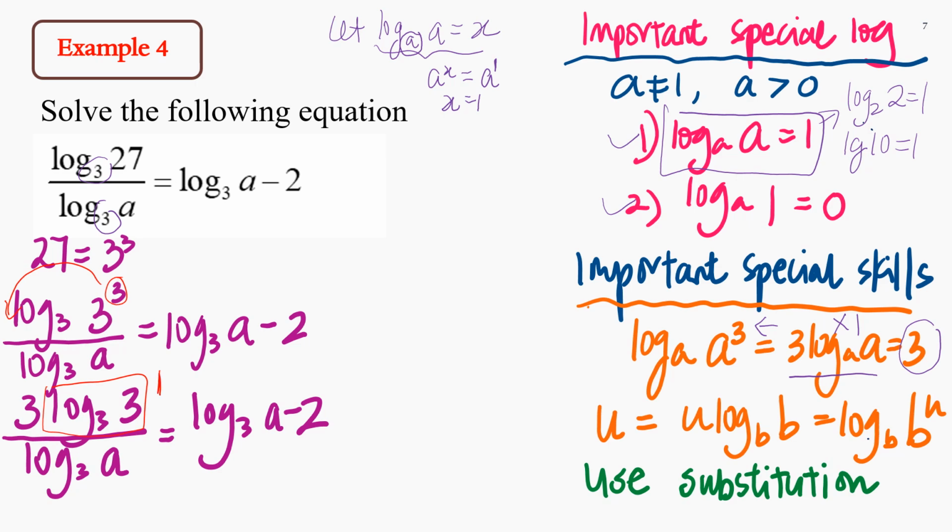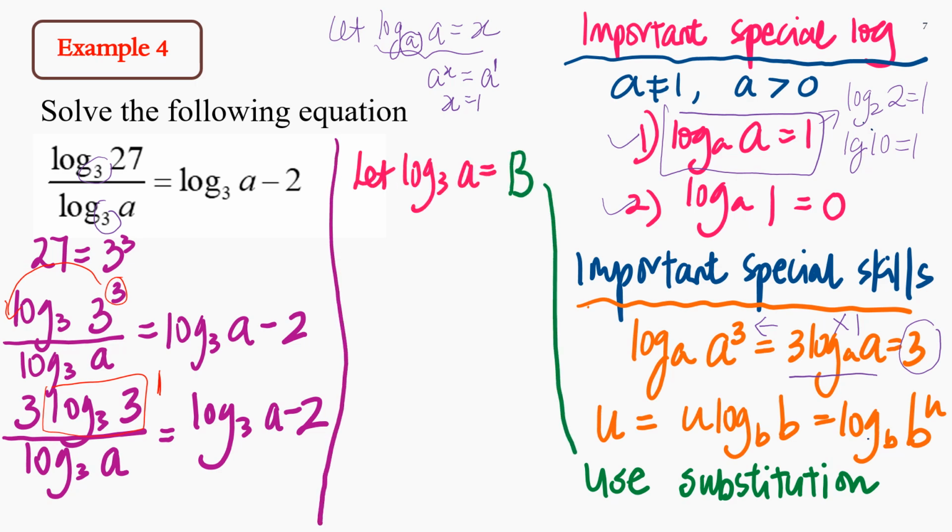Okay, so here comes the substitution part. We're going to replace, yes, let log base 3 of a be the letter b. You can let it be any other letter, but just don't let it be the letter a, unless you want to use uppercase A. Otherwise use other letters. That will give you 3 times 1 over b equals b minus 2.